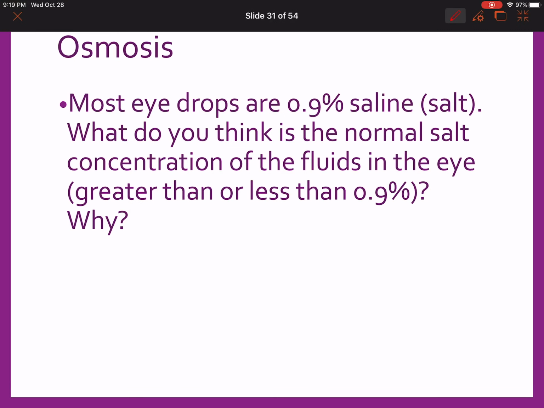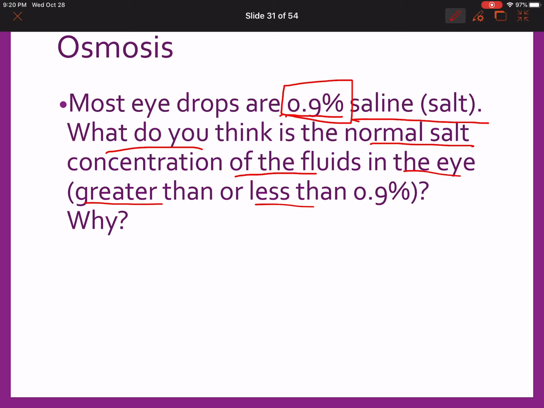All right, most eye drops are 0.9% saline. There actually is some salt, not a lot, in eye drops. So what do you think is the normal salt concentration of the fluids of the eye? Greater than 0.9%, less than 0.9%? Well, if it's greater than 0.9% in your eye, that would make the salt water hypo, and it would force the water into your eye. Well, that'd be bad. Swollen eyes, no bueno. But if the salt in your eye is less than 0.9%, now it's pulling the water out. Also no bueno.